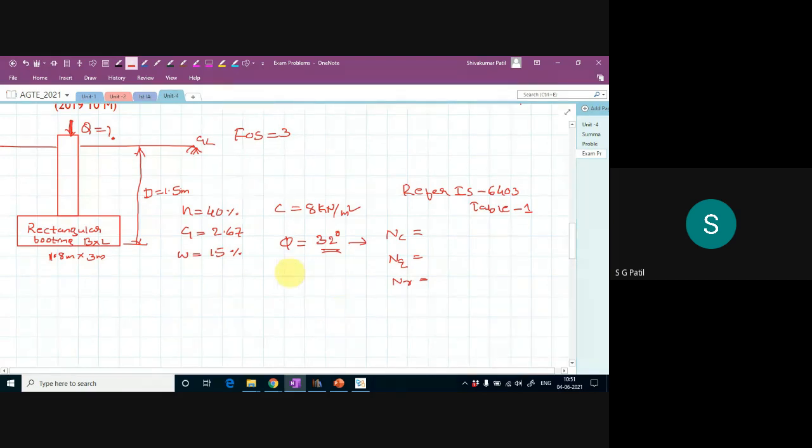So from the table, I know the values for 30 degree and 35 degree, right? For 30 degree, what is the NC value?